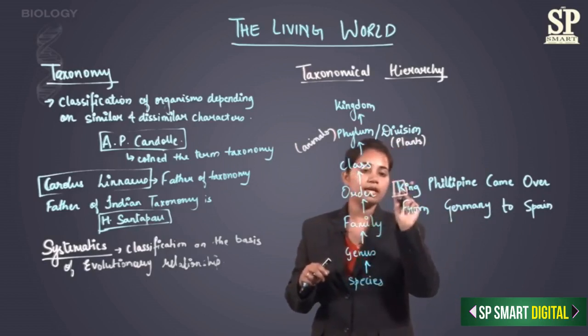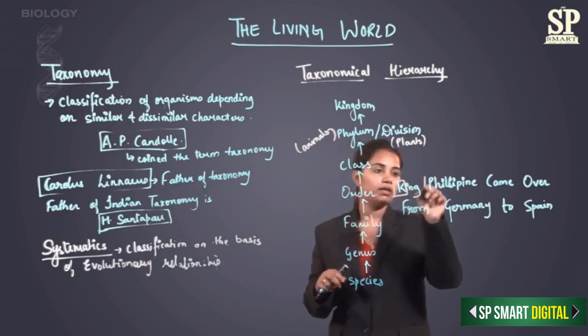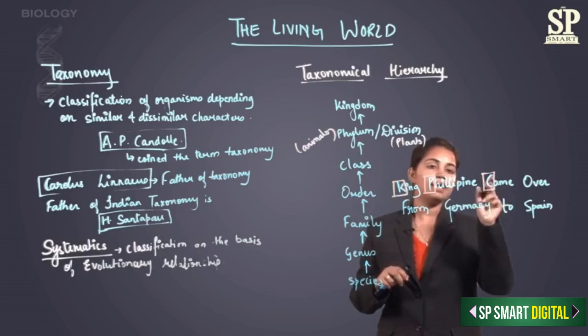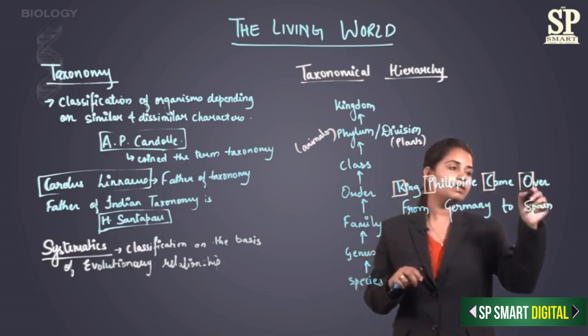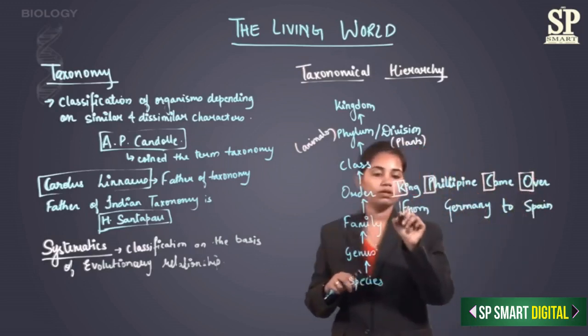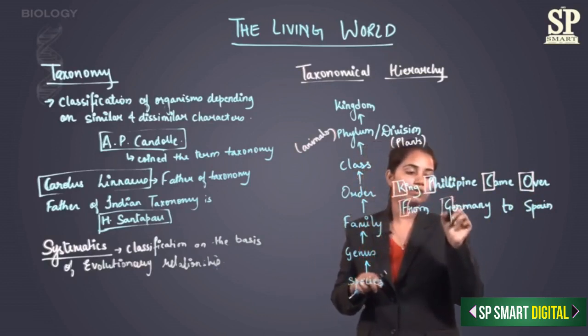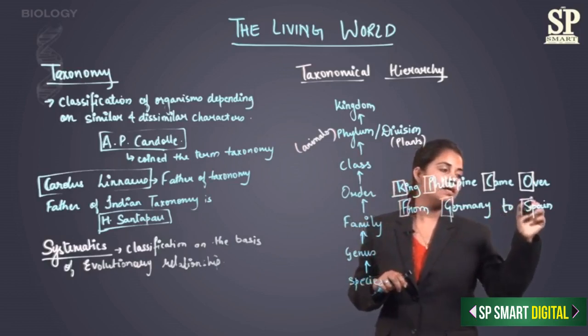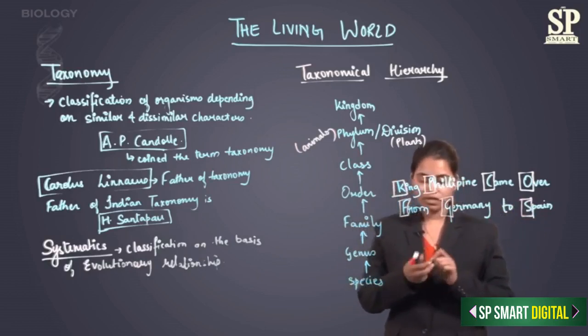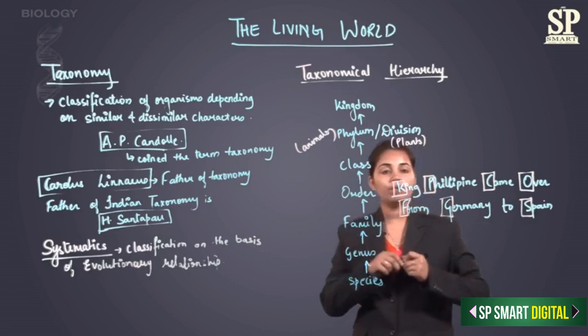So I have kingdom from K, king. I have phylum from P. I have class from C. I have order from O. I have family from F. G with genus and S with species. So this is a very simple trick to remember this.